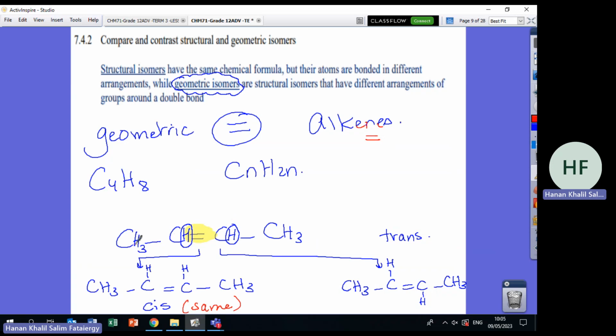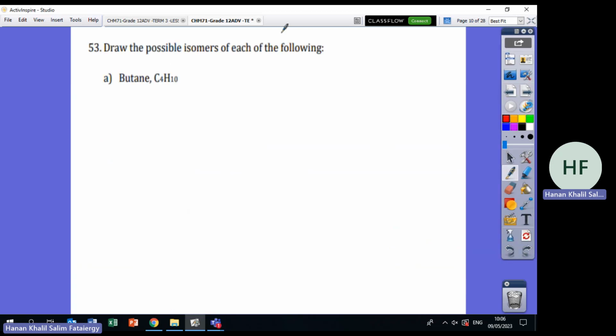Okay, now what is the name of this compound? Of course this compound has 4 carbons, so I will call it but, and it has a double bond, so I will say ene. Where is my double bond? At carbon number 1, 2. So this one is called cis-2-butene and this one is called trans-2-butene. Okay, so geometric isomers are cis and trans. We have two main types of geometric isomers.